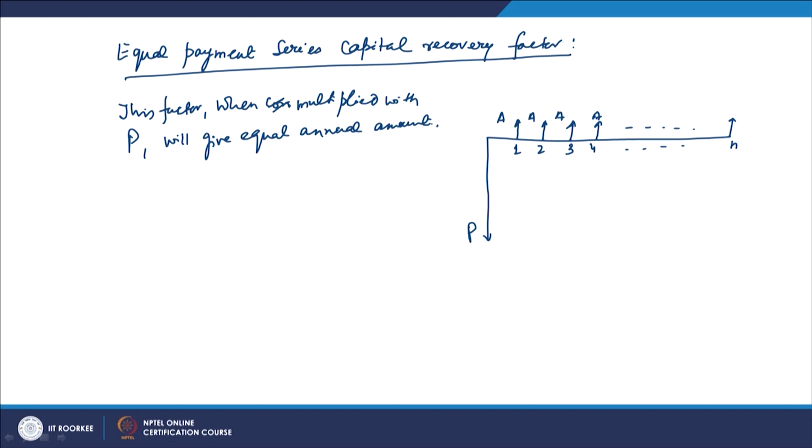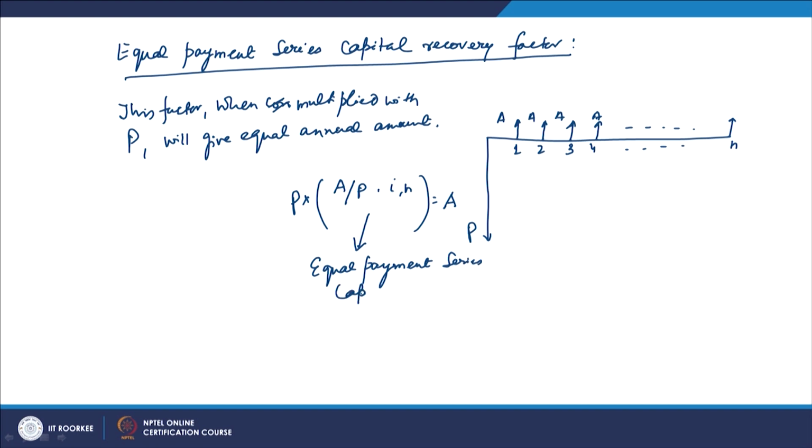So, here you have the factor that is defined as A by P, i, n. This is the factor which is known as the equal payment series capital recovery factor, and when this factor is multiplied with P, it gives you the A.